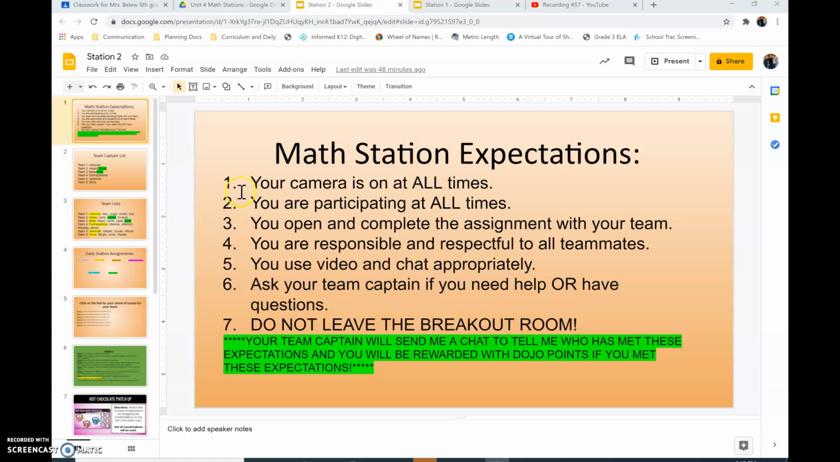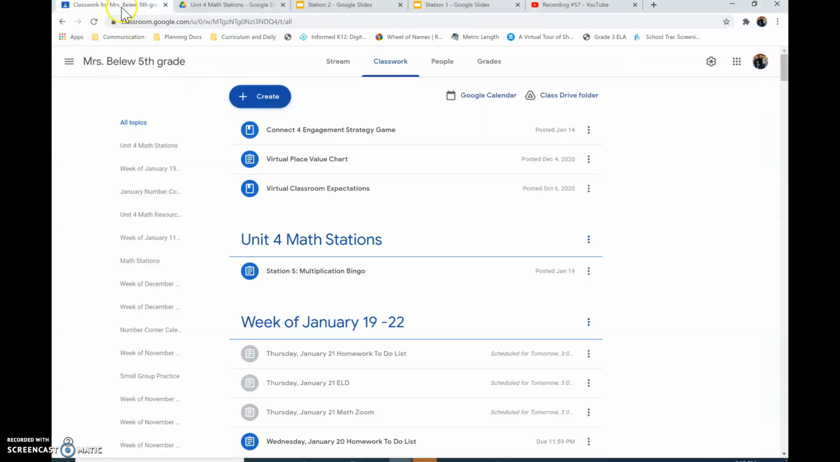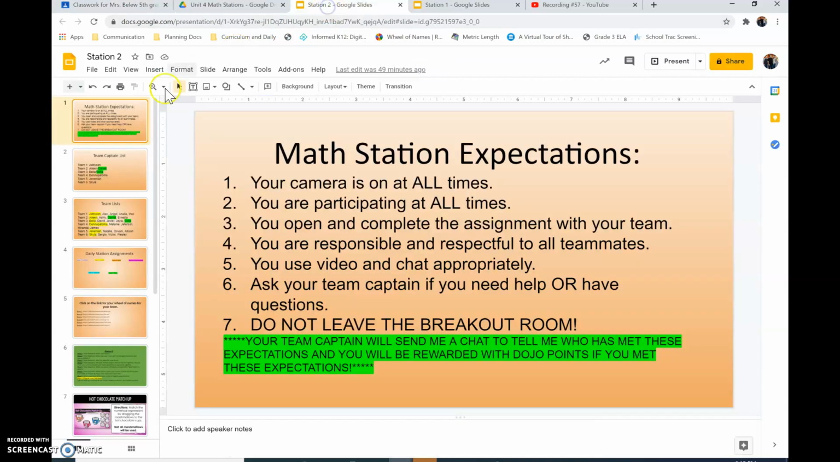Okay, this is Station 2 directions. Again, Station 2 can be found on Google Classroom under Classwork and Unit 4 Stations. It will say Station 2. It is not there right now because I haven't uploaded it. So, team captains, please make sure you are sharing your screen and going over the expectations.